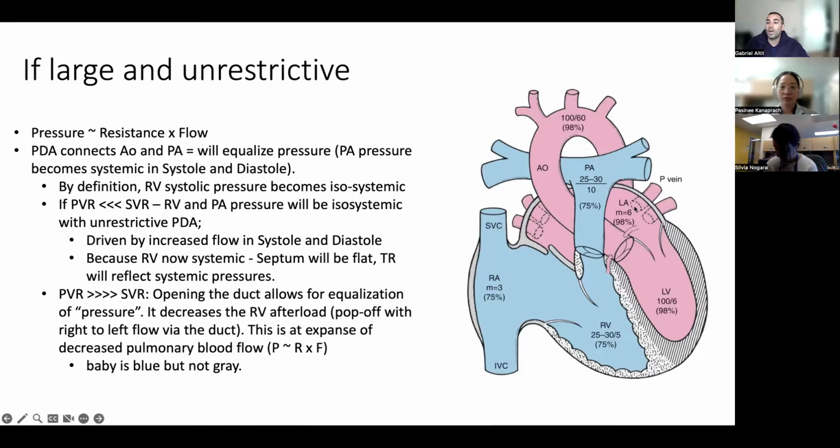One of the other reasons why you may have increased LA pressure, which eventually should normalize because this is a structure that will end up dilating to some degree, is if you have torrential flow coming back.